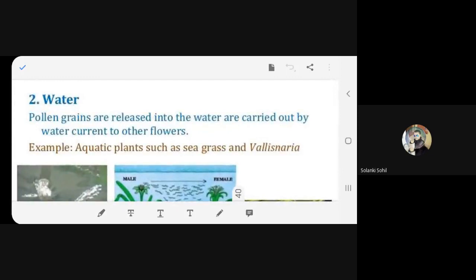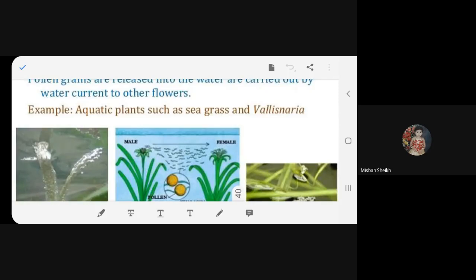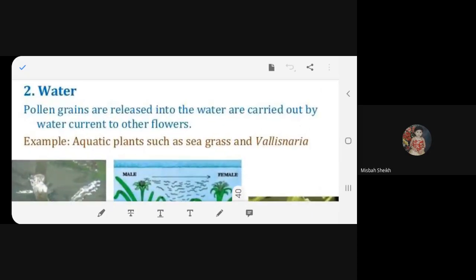Now, the second agent for pollination is, please read. Water. Pollen grains are released into the water, are carried out by water current to other flowers. Example, aquatic plants such as seagrass and Vallisneria. Thank you. Now, obviously, if I'm talking about water, that means I'm talking about the plant which is in water. Am I right? Yes. So plants in water are called aquatic plants. The plants which are living in water, because now the carrier is water. Water is an agent. For example, seagrass and Vallisneria.